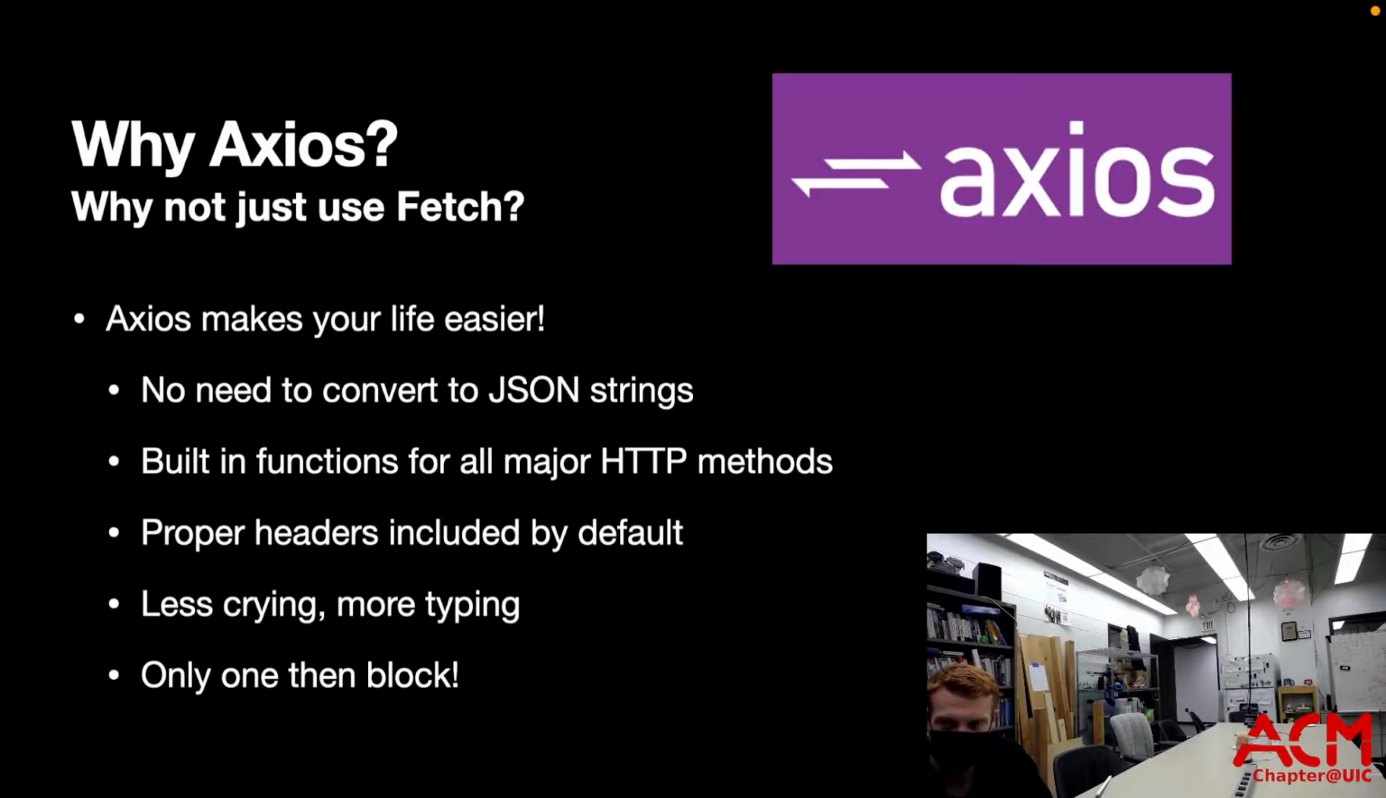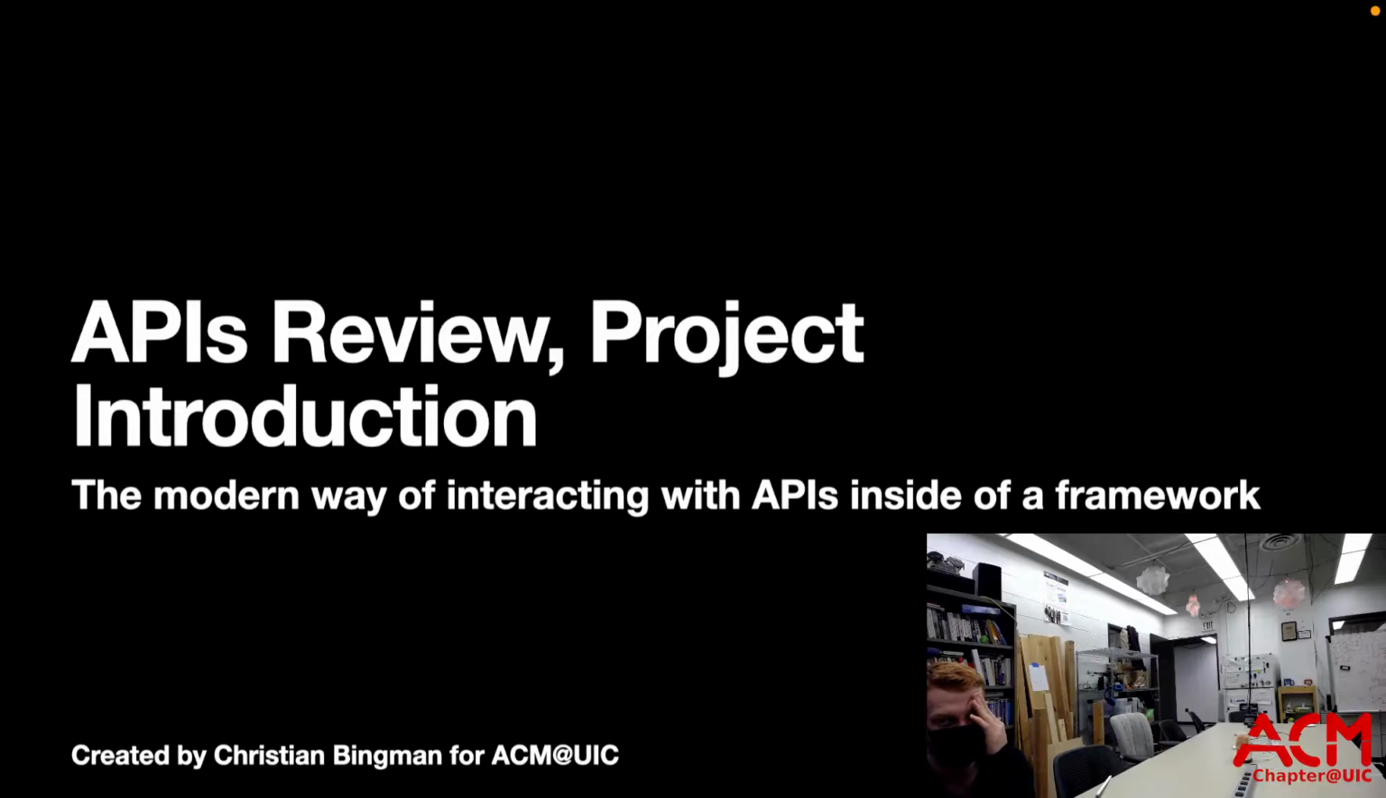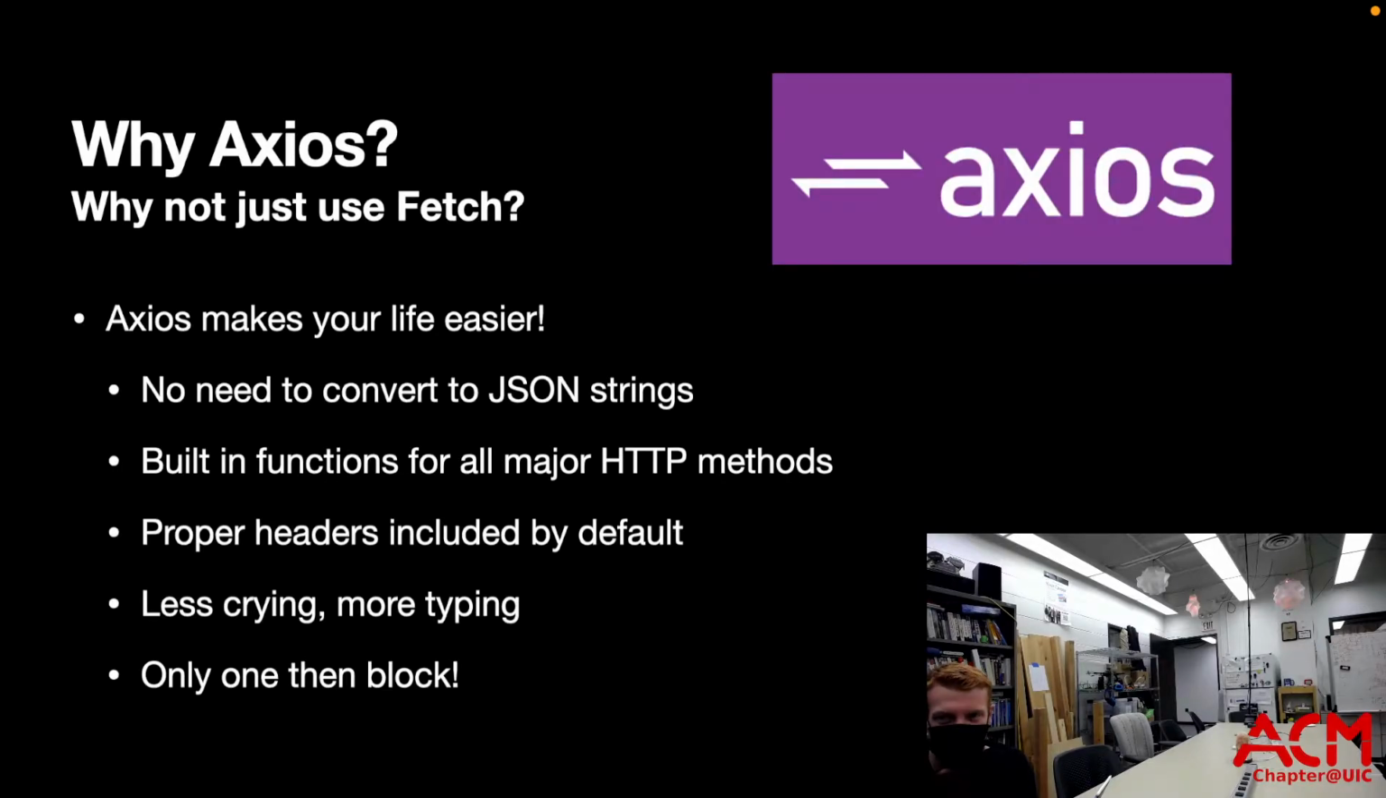So today I wanted to do a little bit of a review on APIs, as well as learning a little bit more about APIs, because hint, hint, it's going to be a big part of the project. So we're going to be using Axios. Axios is a library. Anything that you can use JavaScript with, you can use Axios with. Axios is fantastic. It makes your life easier.